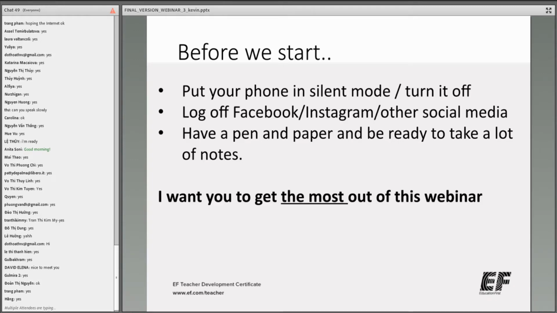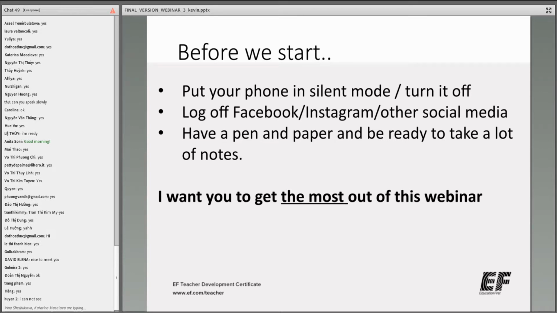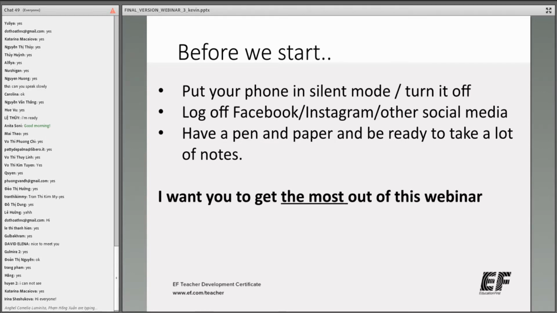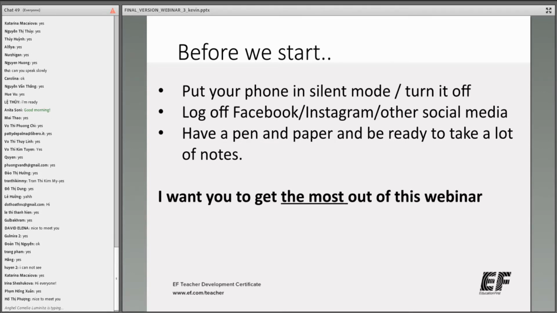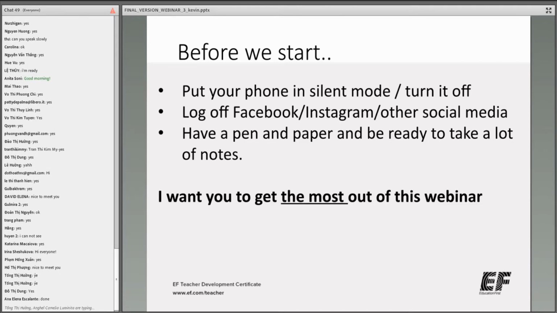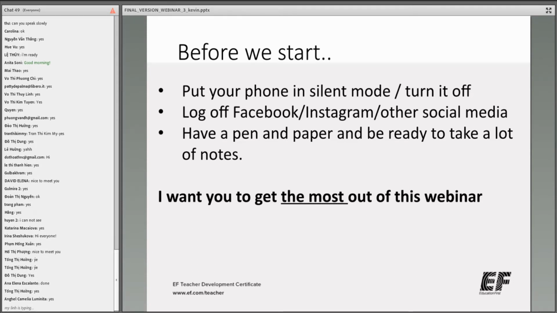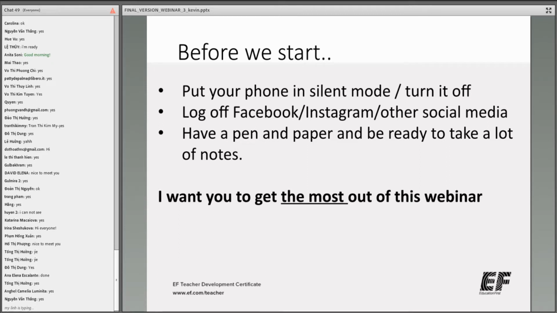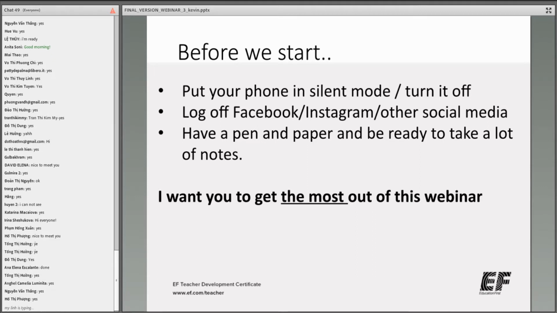Before we start, I'd like you to do a few things. I'd like you to put your phone in silent mode, or preferably turn it off. I'd like you to log off Facebook, log off Instagram, log off any other social media, and have a pen and paper and be ready to take notes, because I want you to get the most out of this webinar. So I want you to not be distracted and to be focused on the things that we're going to be covering today.